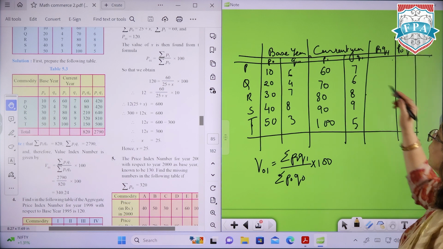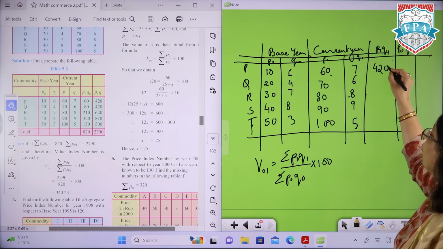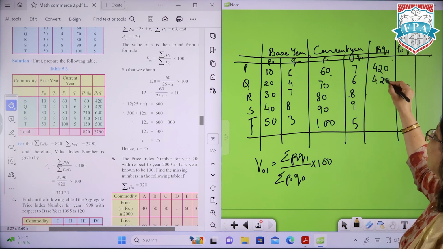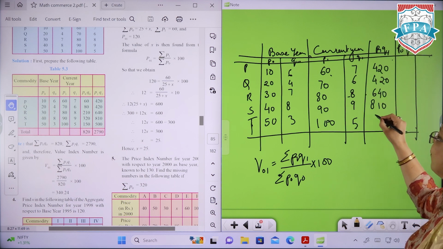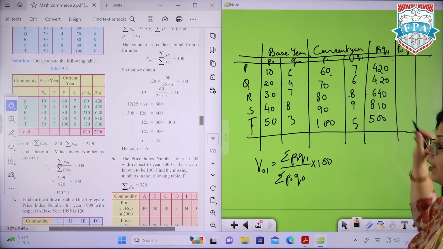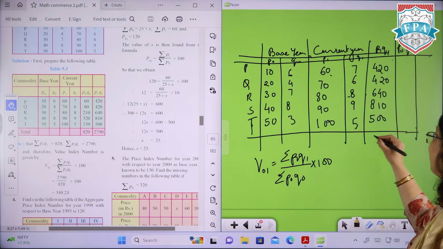Clear? So P1 Q1 will be 60 into 7. It will come as 420, then the other one is also 420. This is 640, 810 and 500. Okay, so when you add it, it's coming as 2790.